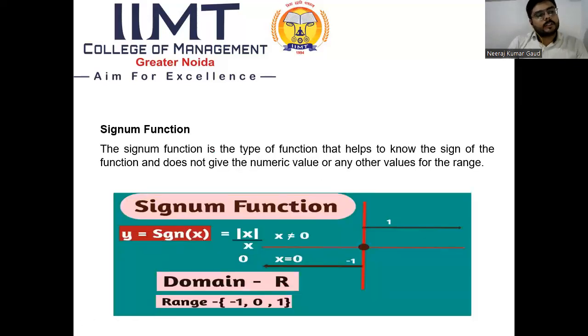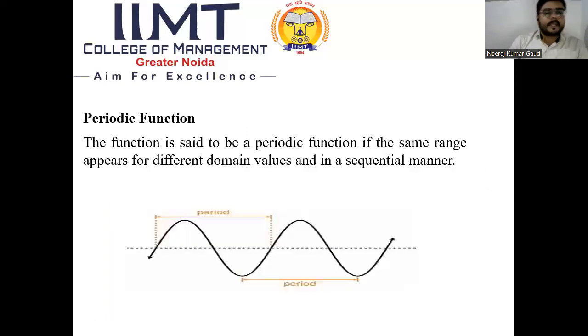Next is signum function. The signum function is the type of function that helps to know the sign of the function and does not give the numeric value or any other value for the range. Next is periodic function. A function is said to be a periodic function if the same range appears for different domain values in a sequential manner.